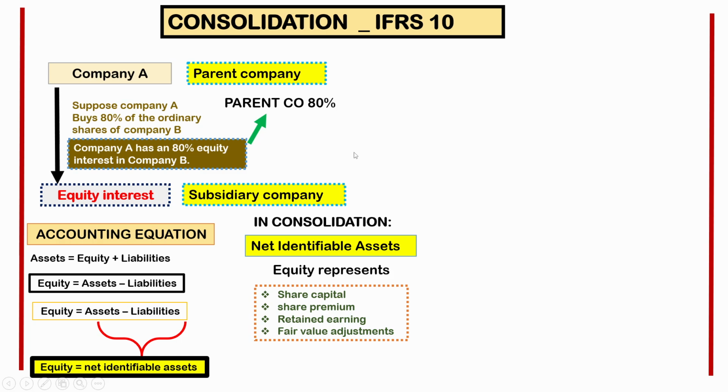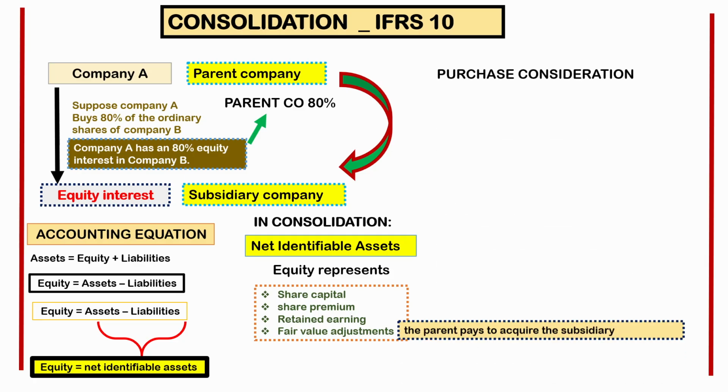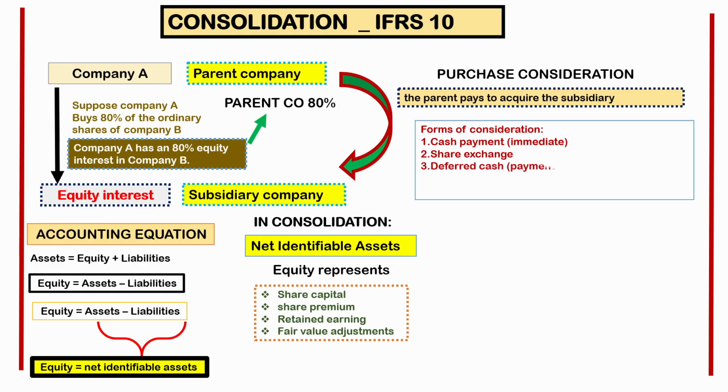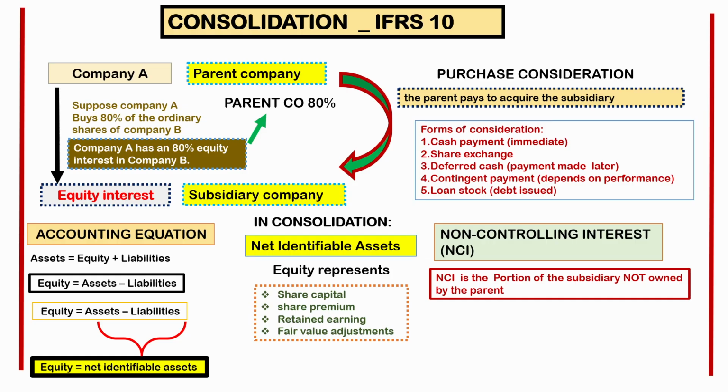Sometimes when you look at the acquisition, the parent company has to pay to acquire those net identifiable assets, and this is what you usually refer to as the purchase consideration, what the parent pays to acquire the subsidiary. This may take different forms. It can be a cash payment, which is immediate cash, a share exchange, a deferred cash, which is payment made later, a contingent payment, which depends on performance, or loan stock, which are debentures or debts issued.